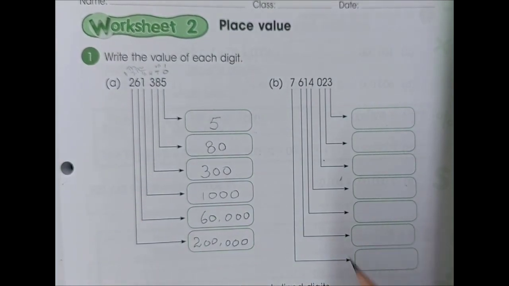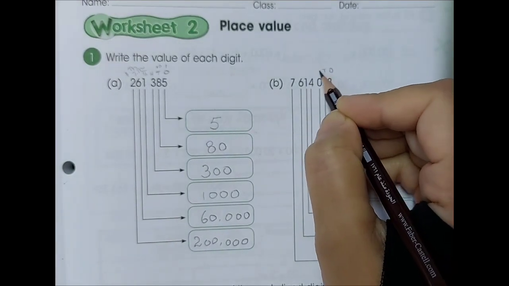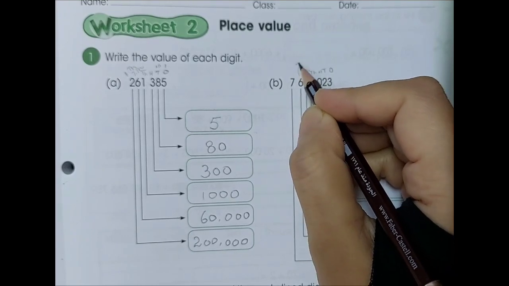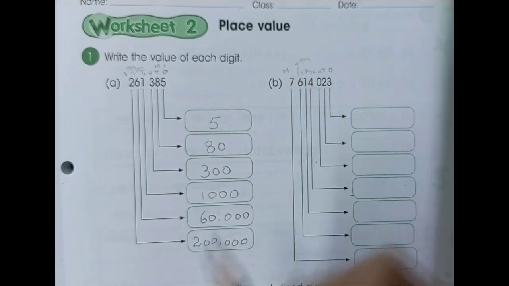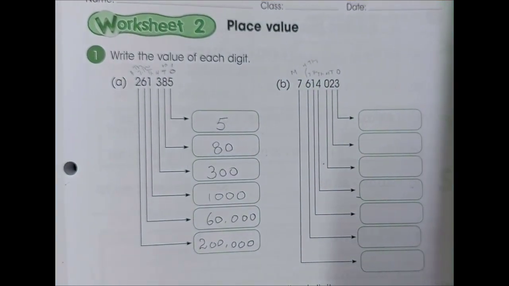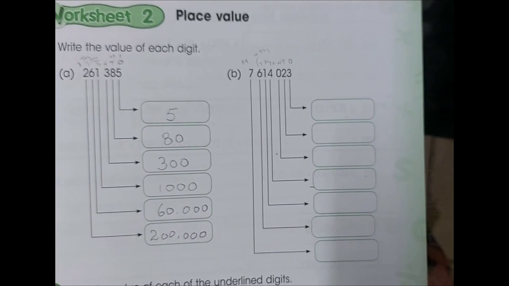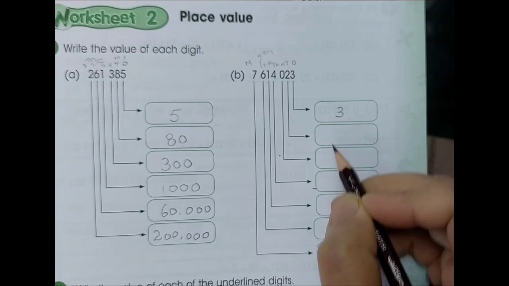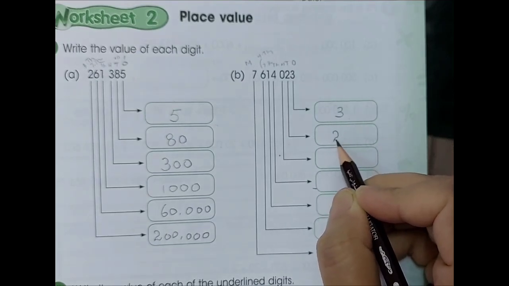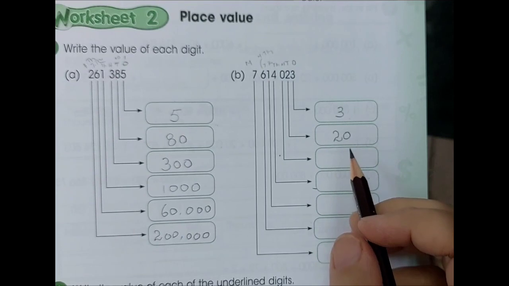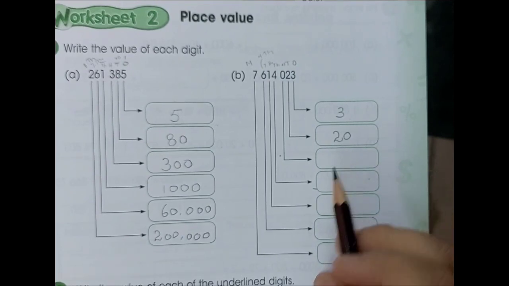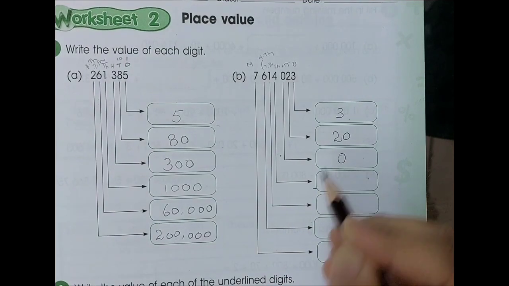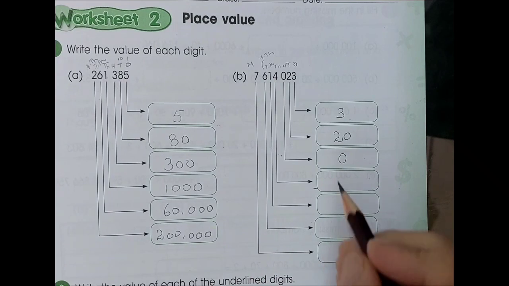Now part B. Again we have to write ones, tens, 100, 1000, 10,000, 100,000 and then million. We have to put the values accordingly. 3 ones mean 3 only. 2 tens mean 20. Okay, 0 in the 100 place: when 0 is multiplied with any number, it will become 0, so it remains 0. Then 4,000.